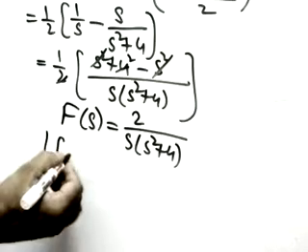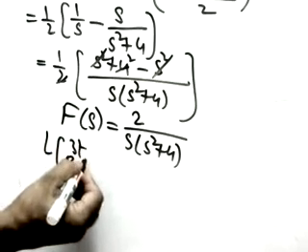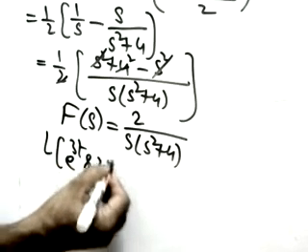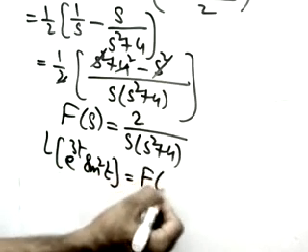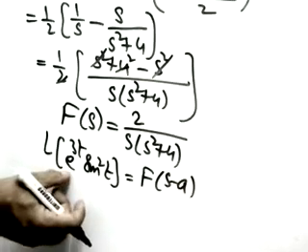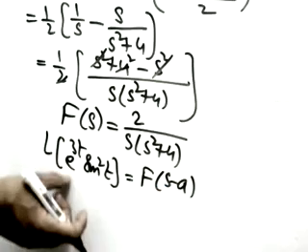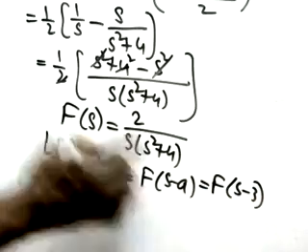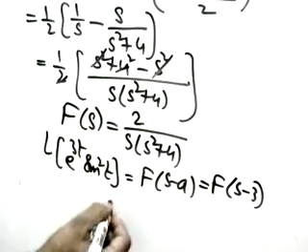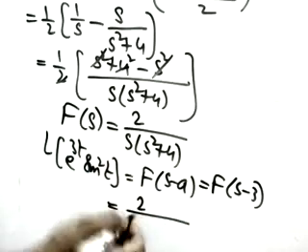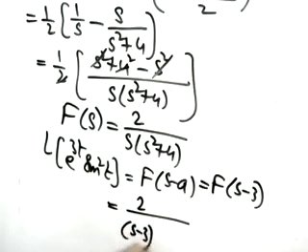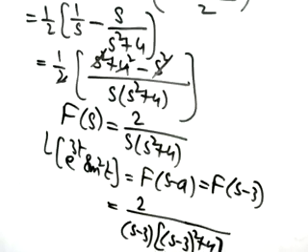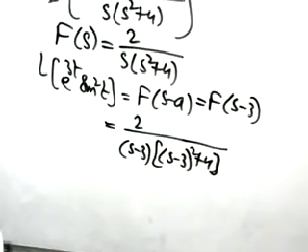Now what we have to know, let me include this one, Laplace of e power 3t sine square t. Its formula will be F of s minus a. When we include e, we have to write s minus a. A is the power of e, 3. So this will be F of s minus 3. So in place of s, you have to write s minus 3. So this will be 2 divided by, in place of s, s minus 3 into, in place of s, s minus 3 whole square plus 4. We can leave it here or you just expand this one.